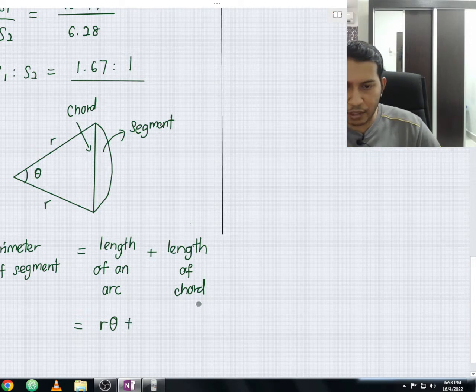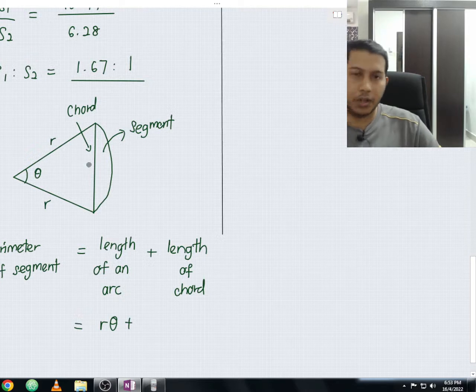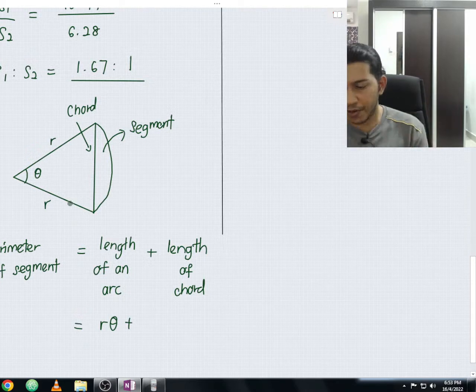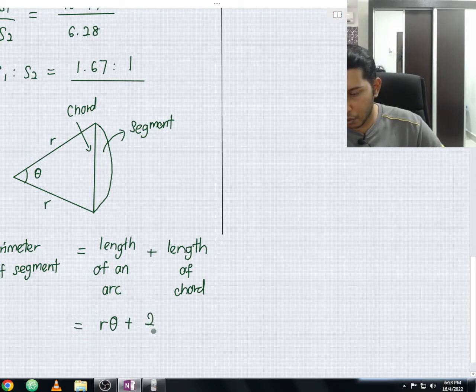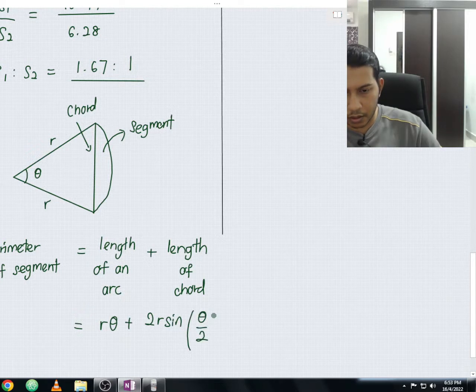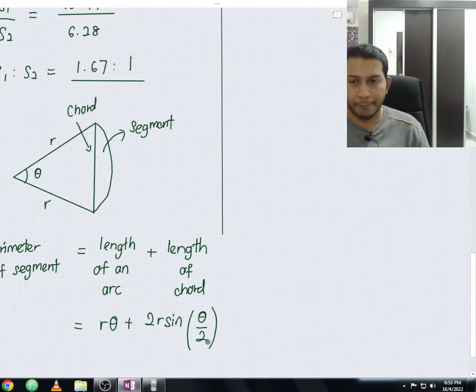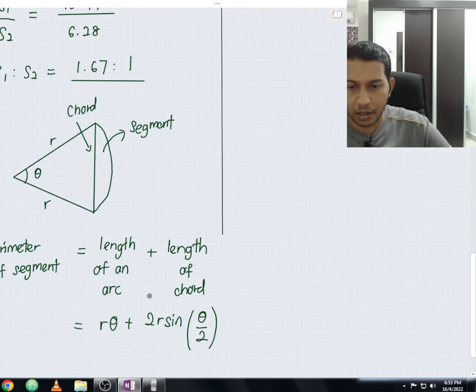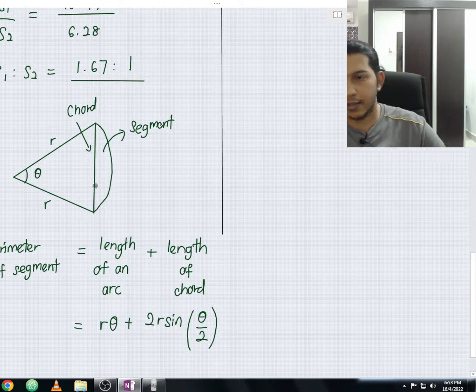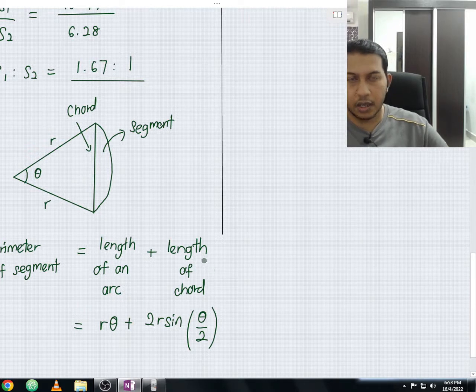And then to find the length of a chord, this chord length over here, how are you going to find it? It is very simple. It is 2r sine theta over 2. So 2r sine theta over 2. This is the formula to find the length of the chord here. This is the complete length over here, guys. I hope you understand the explanation behind this.